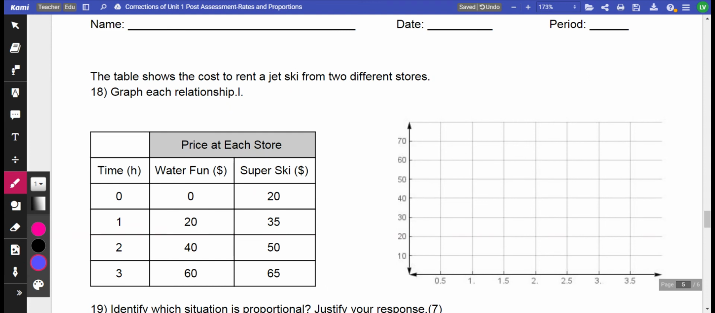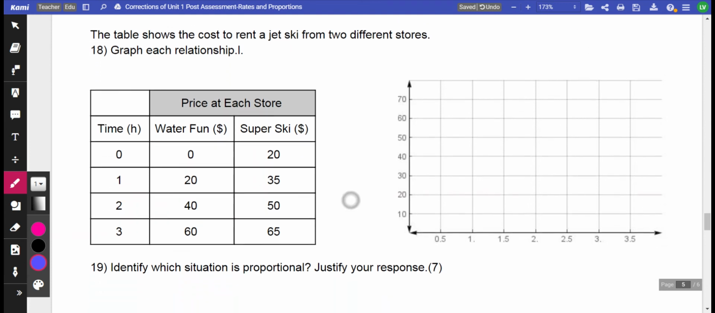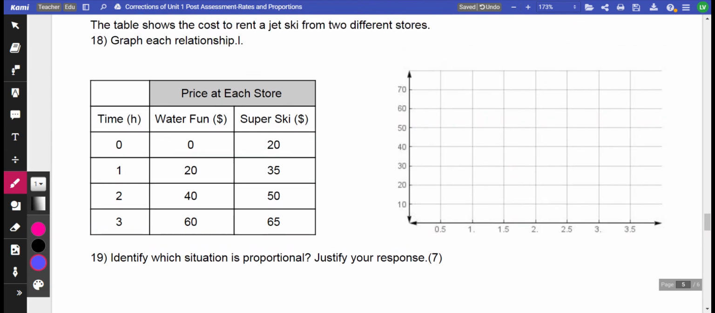Number 18. The graph shows the cost to rent a jet ski from 2 different stores. Graph each relationship. So the price at each store at the hours of 0, 1, 2, and 3, Water Fun and Super Ski. Well, I'm going to label my axes. My x-axis is in time, H. Then my y-axis is going to be cost in dollars.